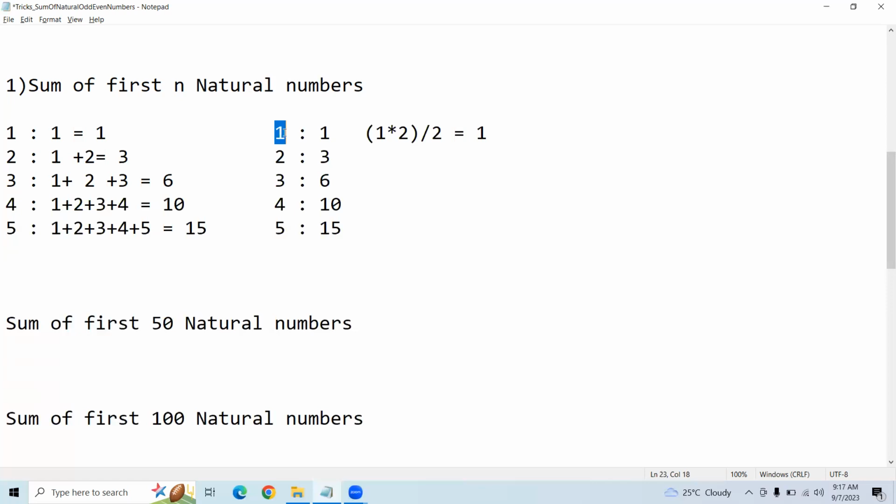So we have one natural number. So 1 into the next natural number, that is 2. 1 into 2 is 2. 2 divided by 2 is 1. Let's see whether this pattern follows for the next number, for the sum of two natural numbers.